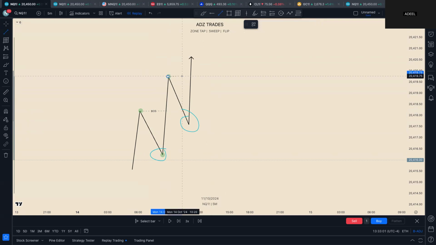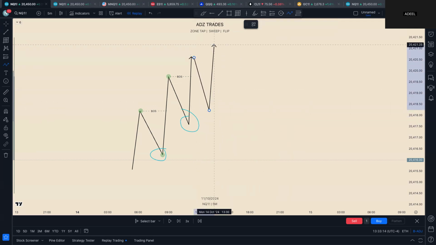What happens once we candle close above this high? That's another break of structure. And then what can we do? We can look for price to return to above this low, and then do what? And then continue to the upside.